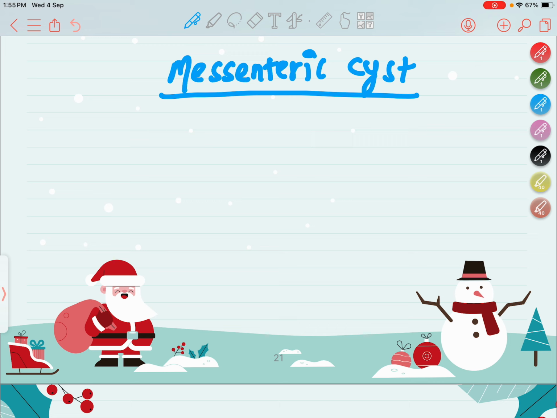It is classified into two types: lymphatic type, the chylolymphatic type, and this one is the enterogenous type.